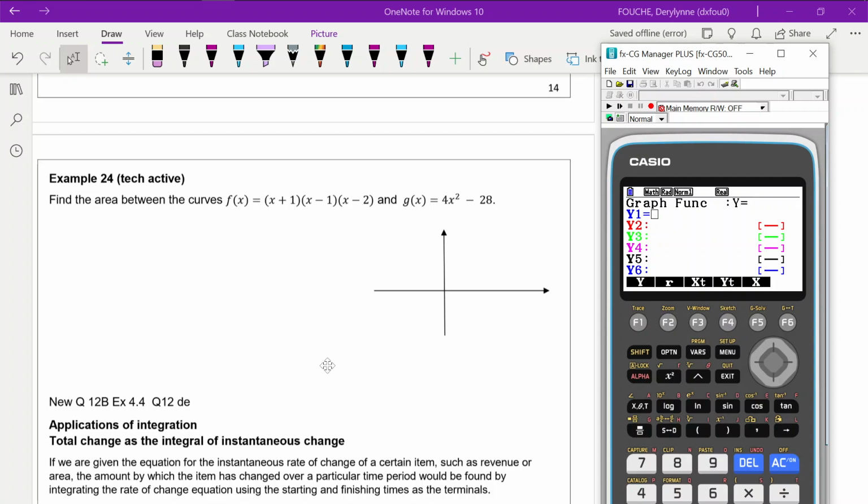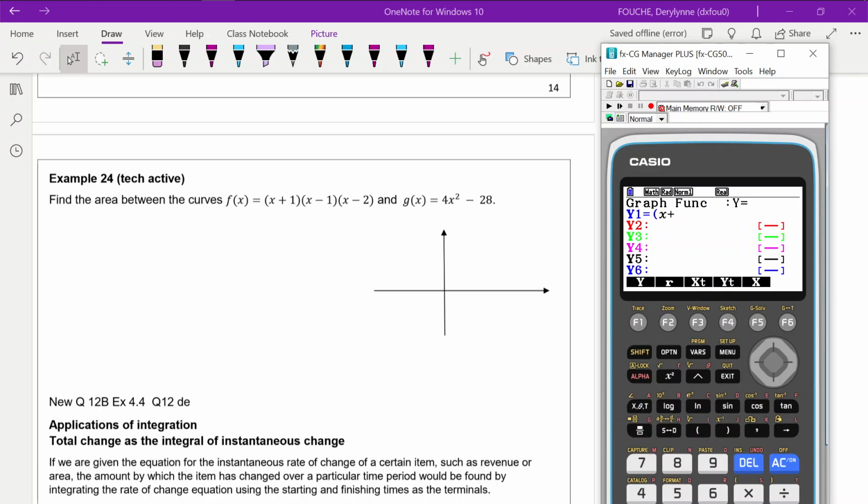Let's start with the difference function. Remember, when you use a difference function, your limits of integration are your x-intercepts. Okay, so if we put in the two functions as we had, we've got f of x is (x plus 1)(x minus 1)(x minus 2), g of x is 4x squared take 8. So I'm going to have f of x minus g of x.